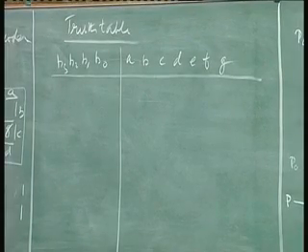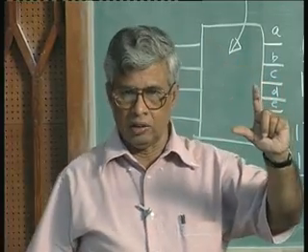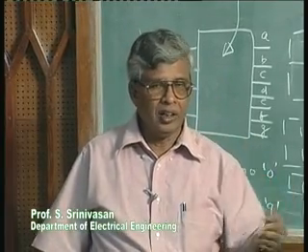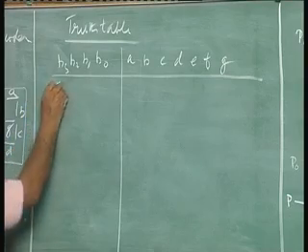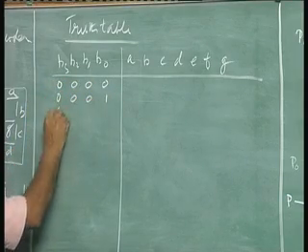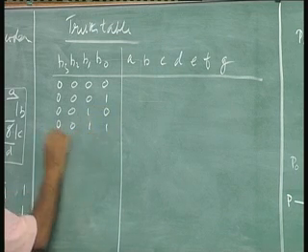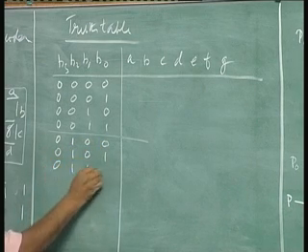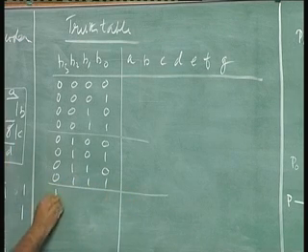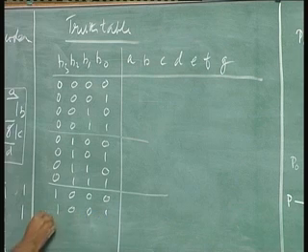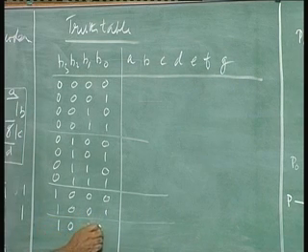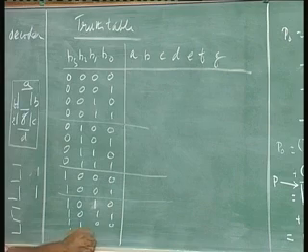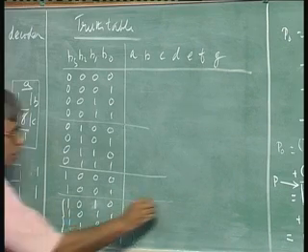4 inputs will have 16 rows, out of which we will be concerned only with the first 10 rows, 0 to 9. 10, 11, 12, 13, 14, 15 are not going to come, because on a single display I cannot put a 10 or 11 or a 12 or a 13. This is all I need. 1010, 1011, 1100. These 6 rows are not used.